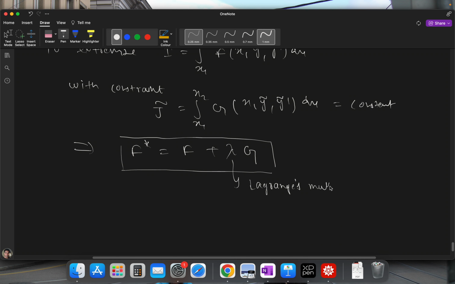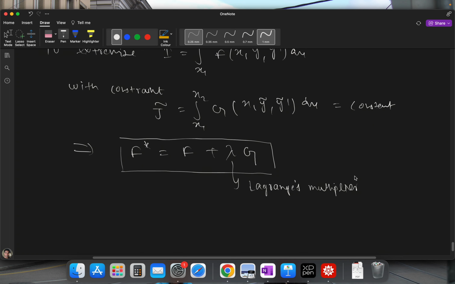Is lambda a constant or a variable? Lambda is a varying variable, not a predefined constant. Actually, you have to eliminate this lambda.